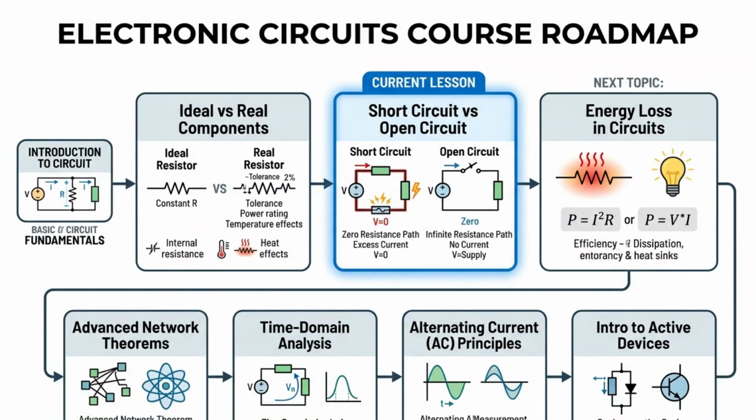So today, we learned that a short circuit allows extremely high current due to very low resistance, while an open circuit completely stops current flow due to broken connectivity. These two conditions define the extreme limits of electrical behavior and are essential for both circuit analysis and fault diagnosis. In the next lesson, we'll explore energy loss in circuits and understand how electrical energy is dissipated in real systems.